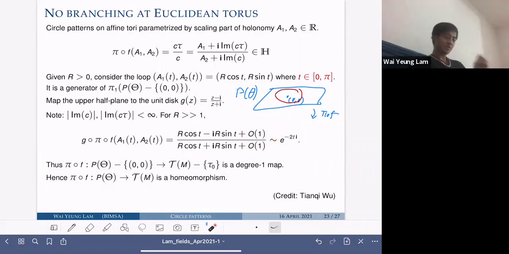So what we can see is the following. If T goes from zero to pi, then on P theta, I will get a simple loop. And on the Teichmueller space, if I go from zero to pi, I will also get a simple loop. So altogether, I know that this mapping is a degree one map, and in conclusion, it is a holomorphism. Okay, so this proof is due to Tan Chi Wu. I learned it from him.